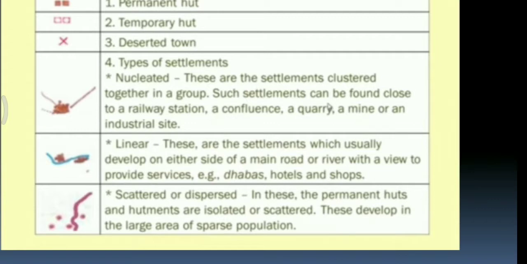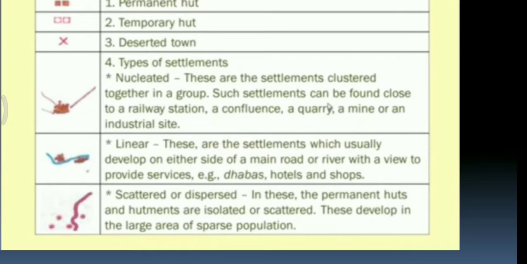Nucleated settlement. These are the settlements clustered together in a group. Such settlements can be found close to a railway station, a confluence, a quarry, a mine, or an industrial site. Especially if you visit a slum area, it is nucleated in pattern.